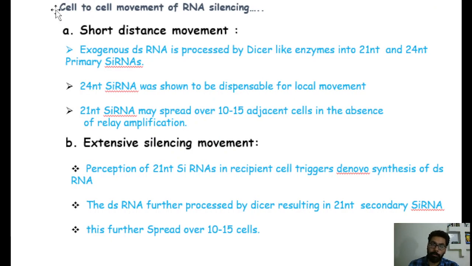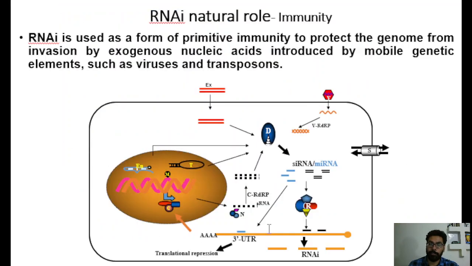So there are two important things for RNA silencing. RNA silencing has to happen at a short distance, or extensive silencing happens with long-distance movement. For the short-distance movement, mostly 24 nucleotide small interfering RNAs are important, and for the extensive silencing movement, the 21 nucleotide siRNAs are important, because they will trigger the de novo synthesis of more double-stranded RNA, and signal amplification will happen, and it can spread over 10 to 15 cells.